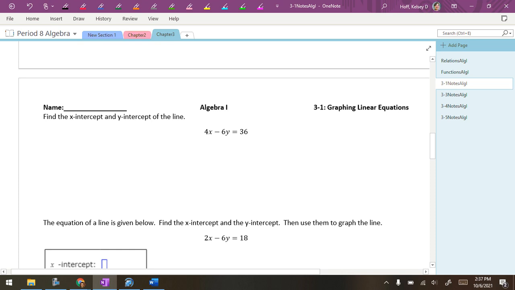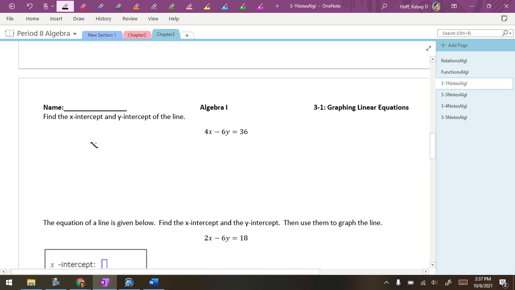Okay, so let's flip it over. Here's what I'm going to warn you. Algebra kids are always like, oh, we know how to do this. We don't have to show any work. And then they get it wrong. Okay? Find the x and y intercept of the line. This is what I would ask for you to do on your work page today.